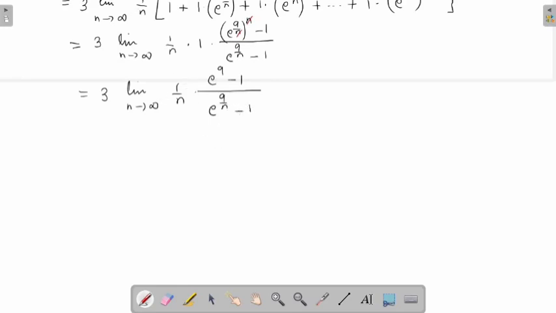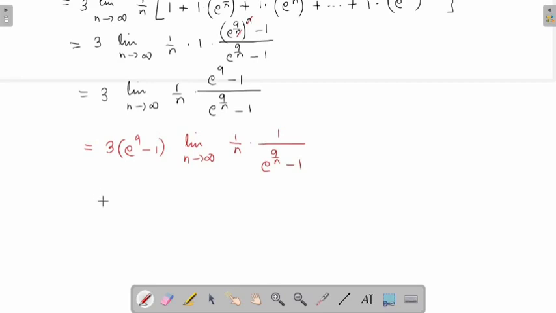Okay, right. See, this part is a constant thing. We don't have any n, right? So we can take it outside. So this becomes 3 into e to the power 9 minus 1. Then see here carefully, limit n tends to infinity 1 by n into 1 by, everything came out, so we have 1 left here, and in the denominator e to the power 9 by n minus 1.